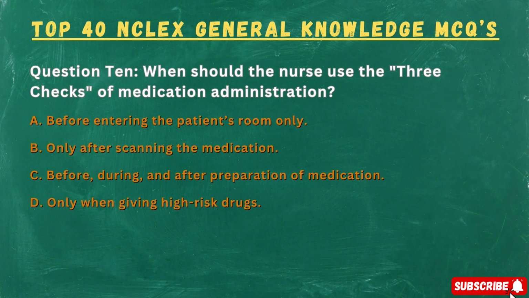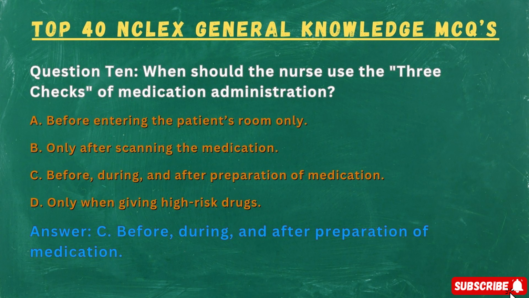Question 10. When should the nurse use the 3 checks of medication administration? A. Before entering the patient's room only. B. Only after scanning the medication. C. Before, during, and after preparation of medication. D. Only when giving high-risk drugs. Answer. C. Before, during, and after preparation of medication.